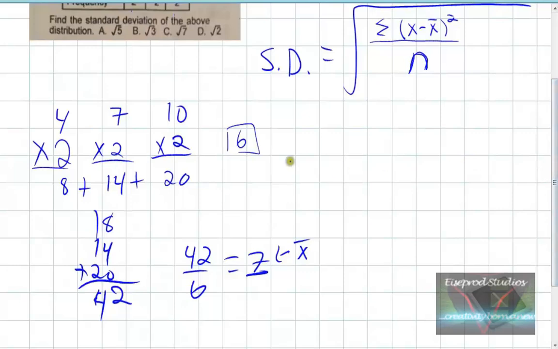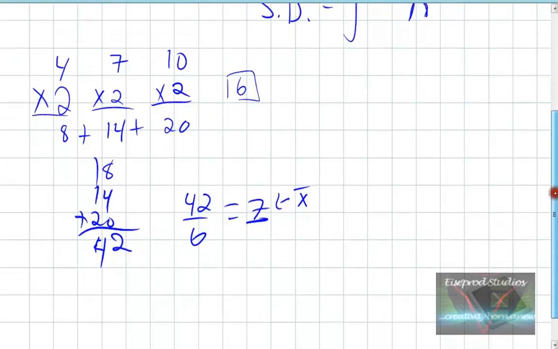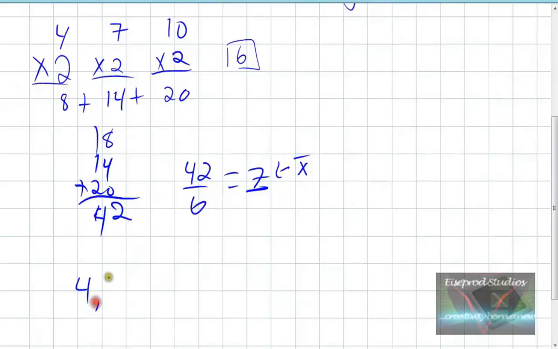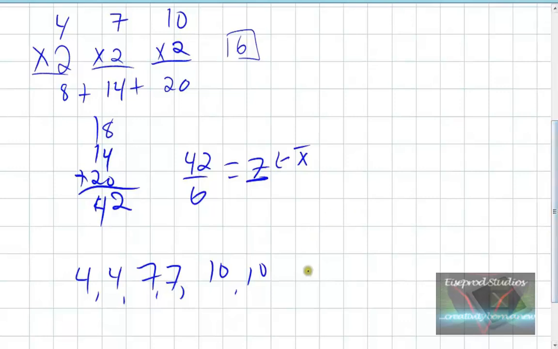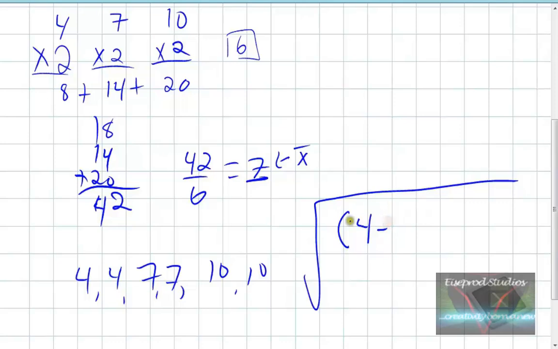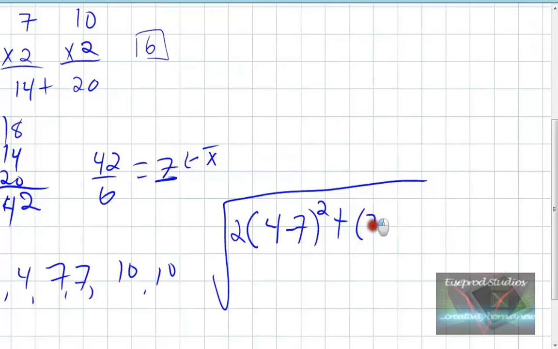And now we take each data point, which the actual data would look like this. It would be 4, 4, 7, 7, 10, and 10, because we had 2 4s, 2 7s, and 2 10s. And so we would go about taking the square root of, say, 4 minus 7 squared plus, and then we do 4 minus 7 squared again, but we can just multiply it by 2 to represent both numbers. And then we do the same thing with 7 times 2, and again with 10.